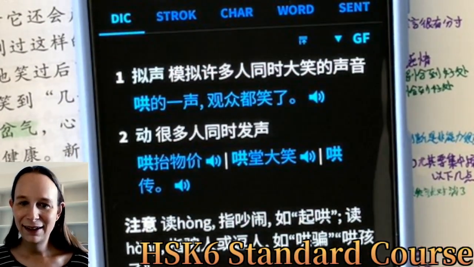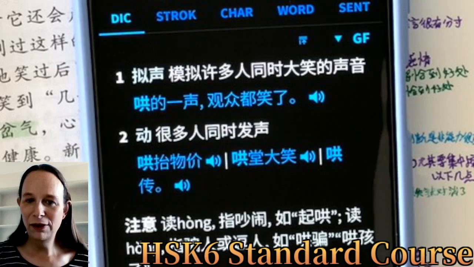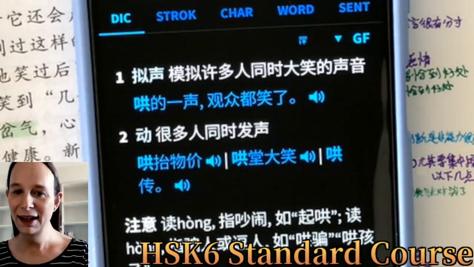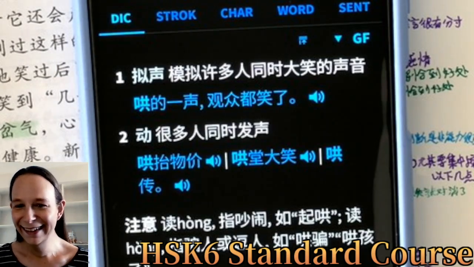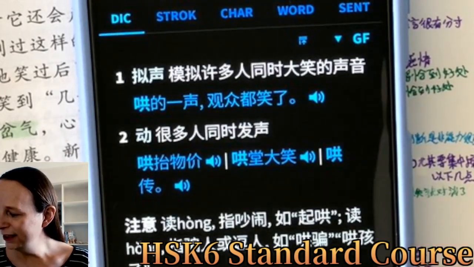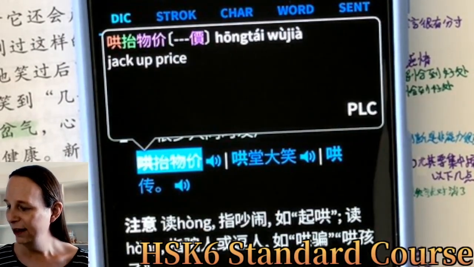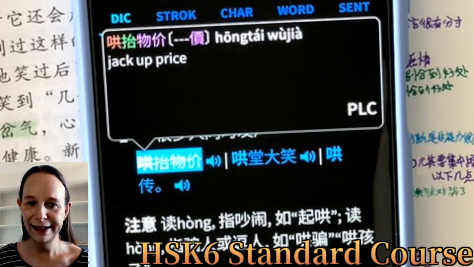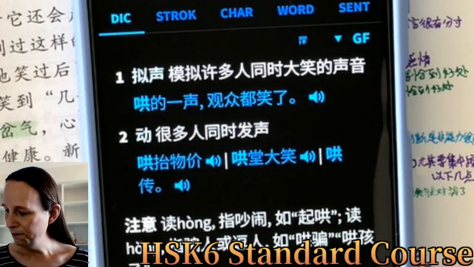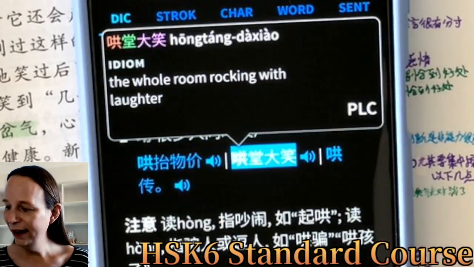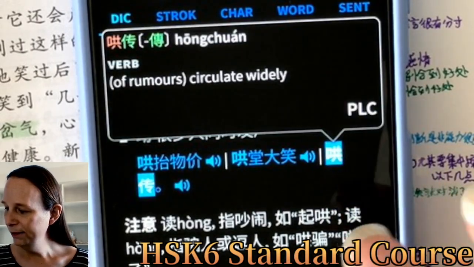Ni sheng. Oh, so this is hong li sheng. So it's ni sheng is onomatopoeia. Hong li sheng. Okay, so maybe someone farted or something. Oh, it's so funny. Hong tai wu jia. Jack up the price. Okay, hong tai. Usually you just say jiang jia. Hong tang da xiao. I've encountered this one. Hong chuan. Don't know this one.